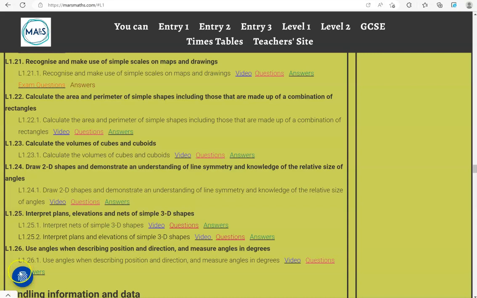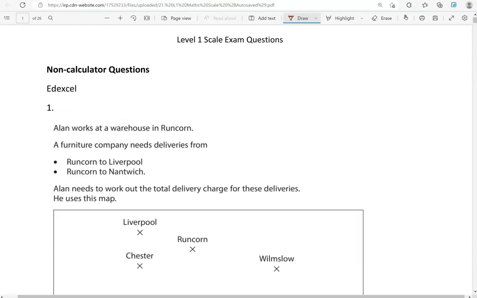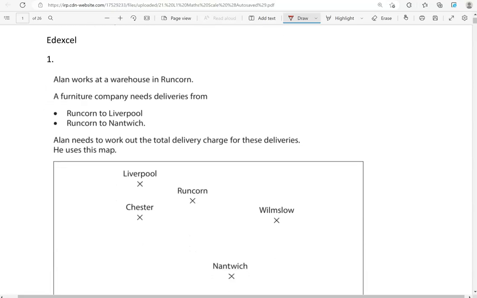In this video, we'll go through exam questions that cover the criteria, recognize and make use of simple scales on maps and drawings. You can locate the questions on the mathsmaths.com website under Level 1. The questions come from different exam boards. We'll start with the non-calculated questions and then we'll move to the calculated questions. Here is the first one.